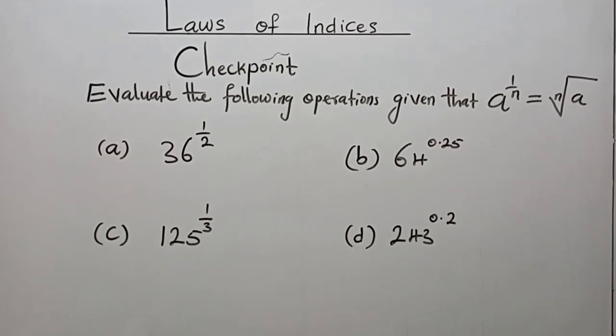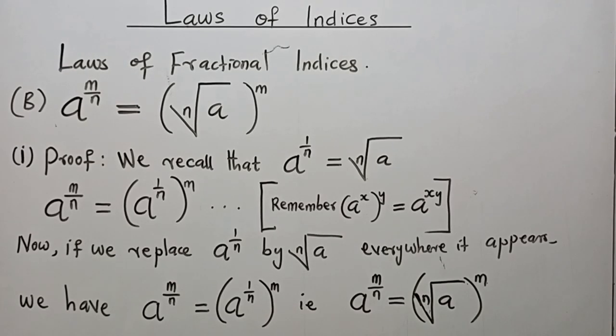Let's see another law that is connected with this law of fractional indices. And here comes that second law, which likely is going to be the last law in the list of laws of indices. And it says, a raised to the power m over n is equal to the nth root of a, all to the power m.